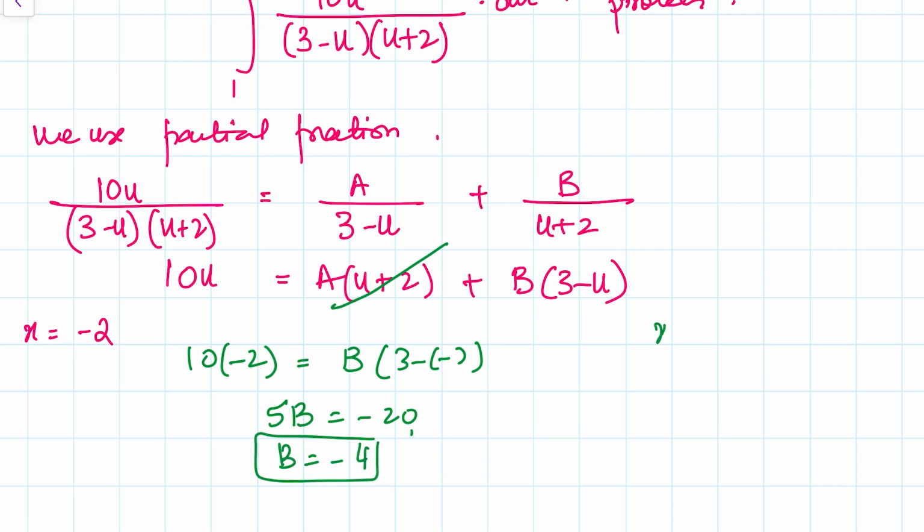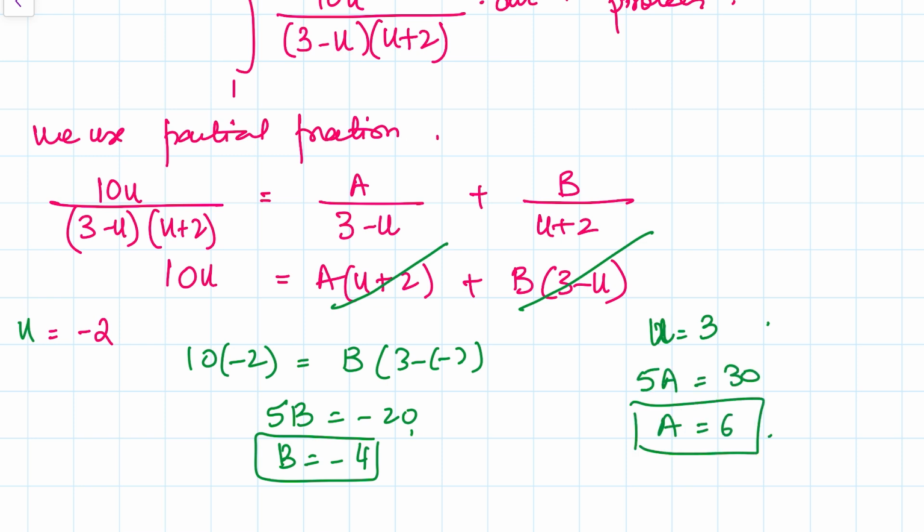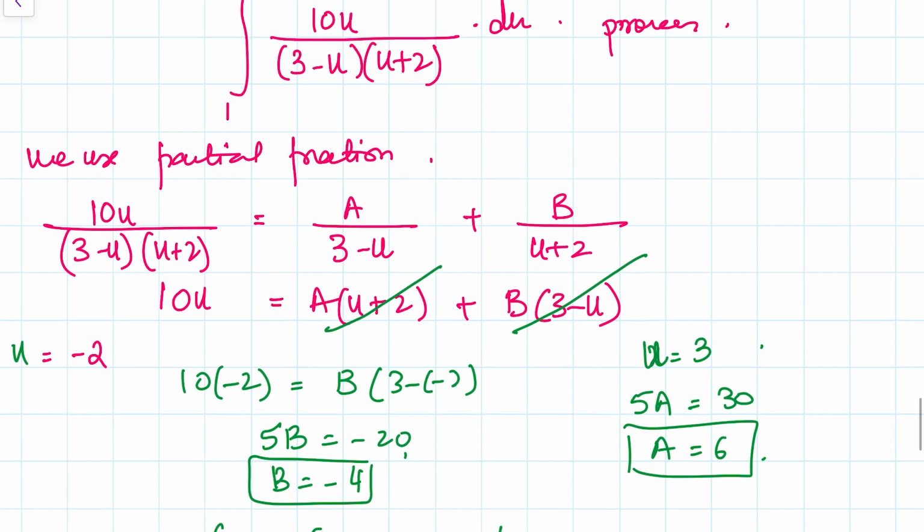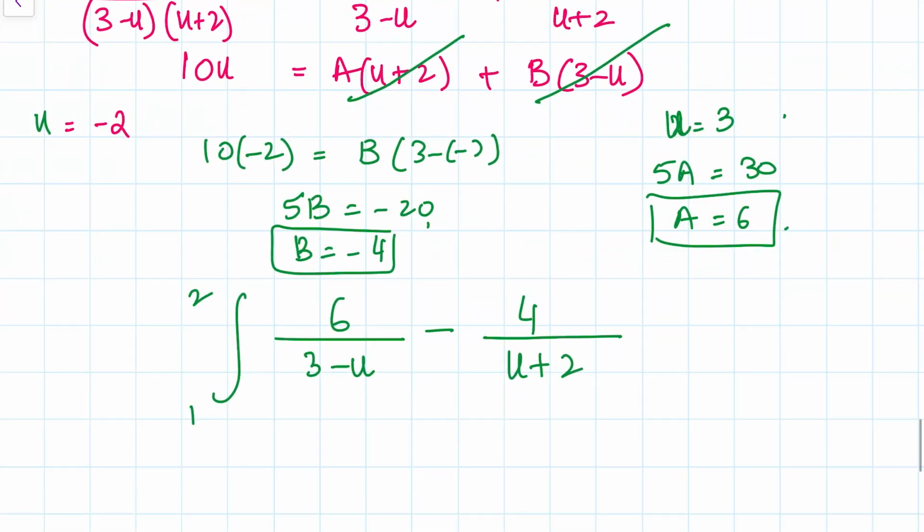Then the next value that we will suppose is 3. We have a u, so we are supposing the values of u now, not x. That cancels out. 5a equals 30. So a becomes 6. So now it is 6 divided by 3 minus u, minus 4 upon u plus 2, with the limits 2 and 1, du. So sometimes even when you change it into an integrable function, you have to further work on it. Let's take the constant out.